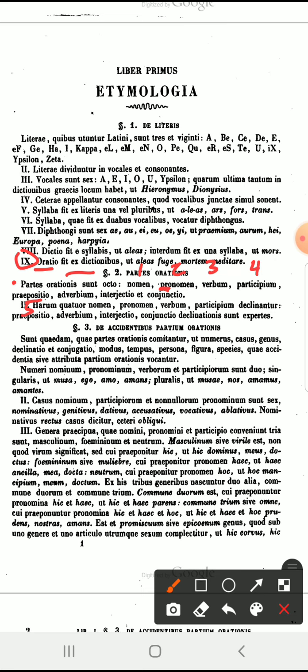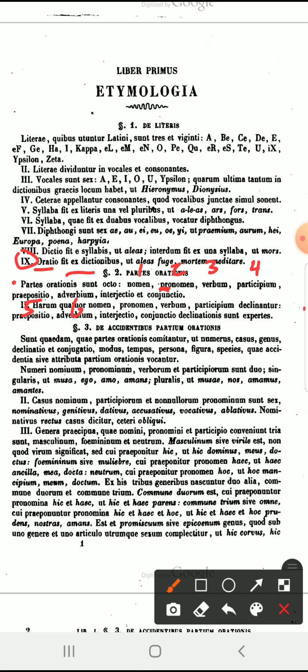Prepositio is a part of speech that's placed before a noun to express some relationship in a sentence. A prepositio, a word that is placed in front of a noun, a preposition.